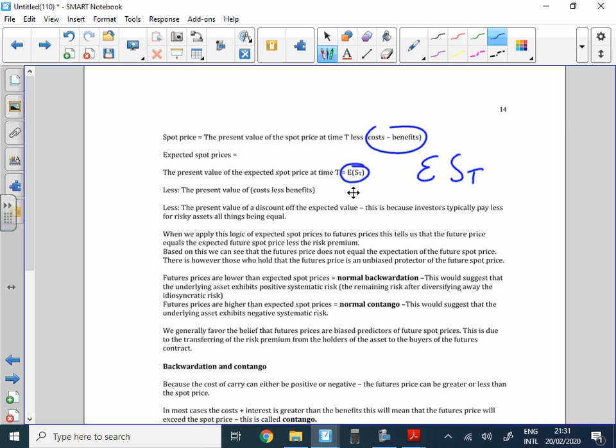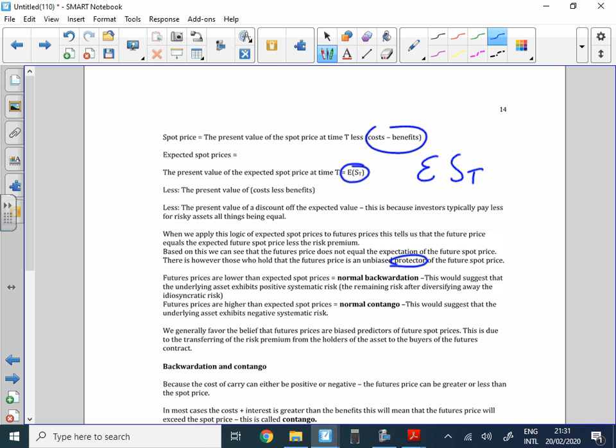Based on this, we can see that the futures price does not equal the expectation of the future spot price. And don't worry too much about unbiased predictor or not. I should not say protector, I should say predictor. Change that protector to predictor.